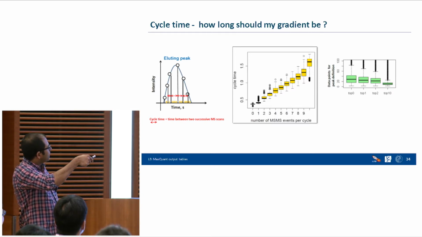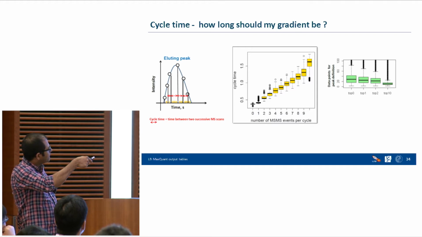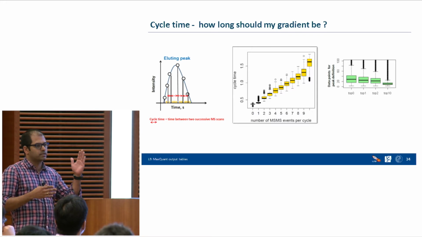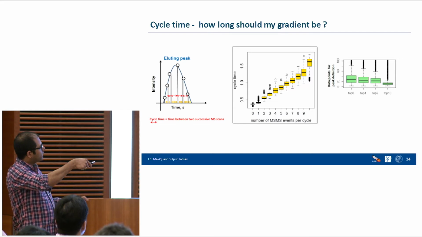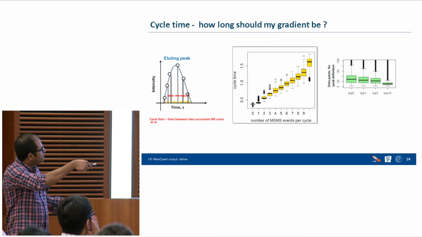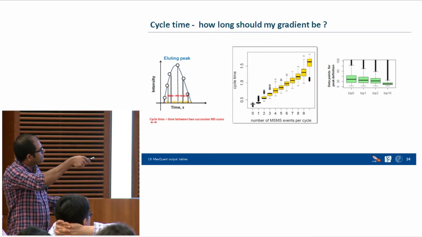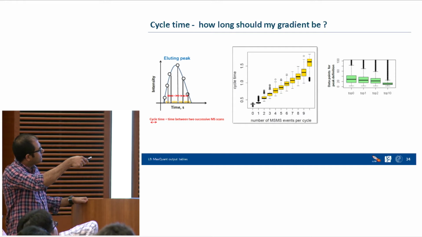And each full scan, and then the time between the full scans, you do the MSMS scans. So this is actually the cycle time. The cycle time is between 2 successive MS scans. So we can actually see, if we are doing top 10 MSMS events, what is the cycle time?